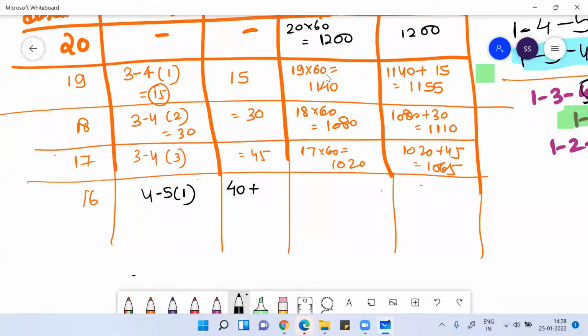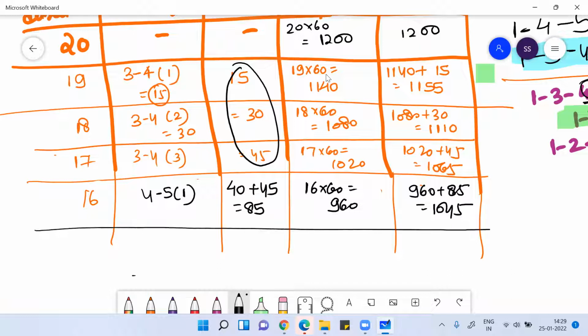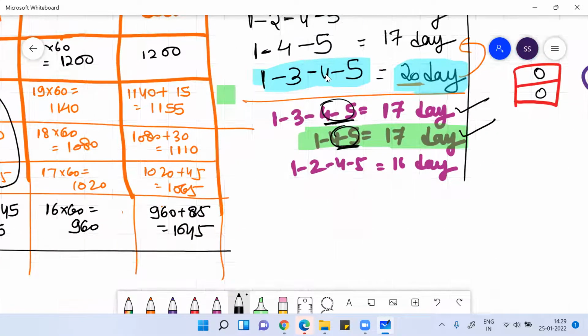Until now you have spent 45 rupees for the crashing. So the total crashing cost you spent is 85 rupees. And now this will be 16 into 60, which is 960. So the total cost will be 960 plus 85, which is 1045.